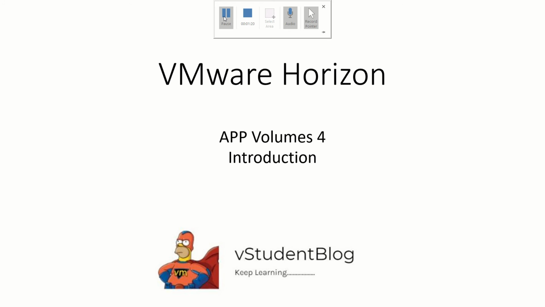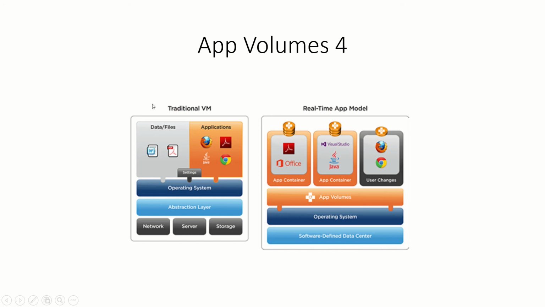Let me show you the difference between a traditional VM and a real-time App Volumes model. In a traditional VM, we install on a golden image in Horizon, where in the backend we create an image, a VM, where we install all applications on the VM. On top of that, we see data files and applications, everything installed. This is the traditional VM configuration.